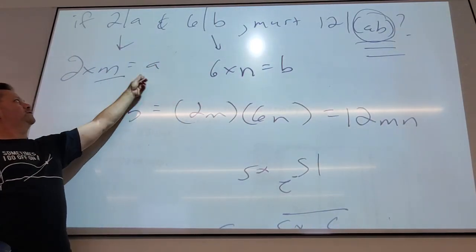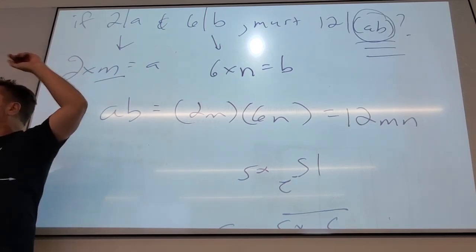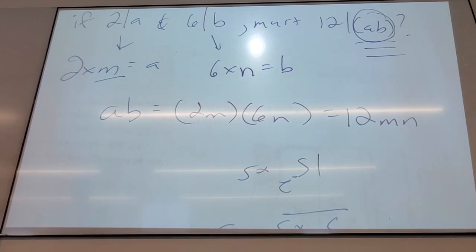But look what I just did. Look how many numbers did I just write down? A equals an infinite number of things, because how many things could N be? So I just wrote down every number that A could be. That's the power of variables. A is twice M. Doesn't that say A is an even number? Yes? A is twice M. A is an even number. B is 6N. B is some multiple of 6. Then I just represent every possible number that could be there.